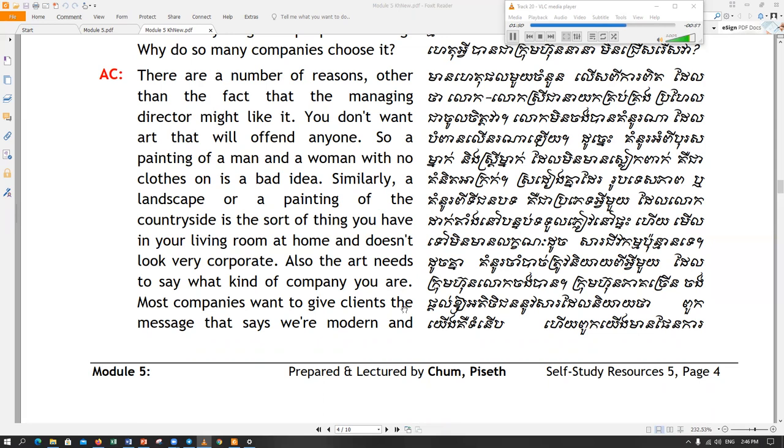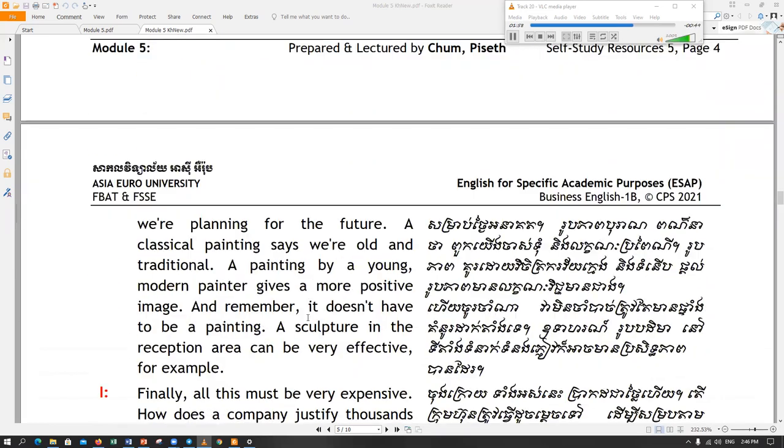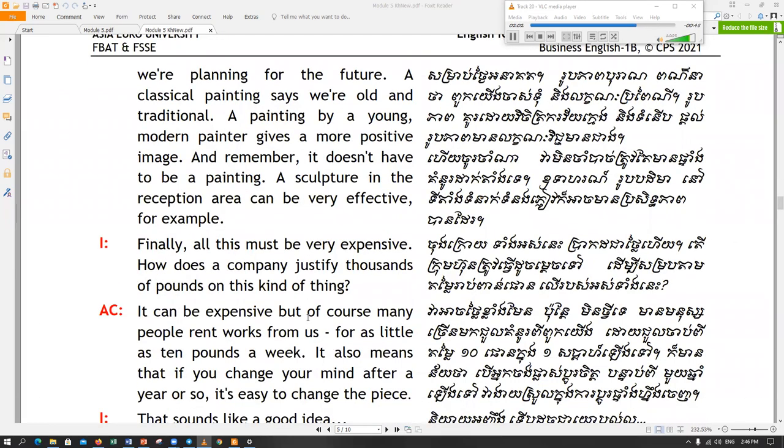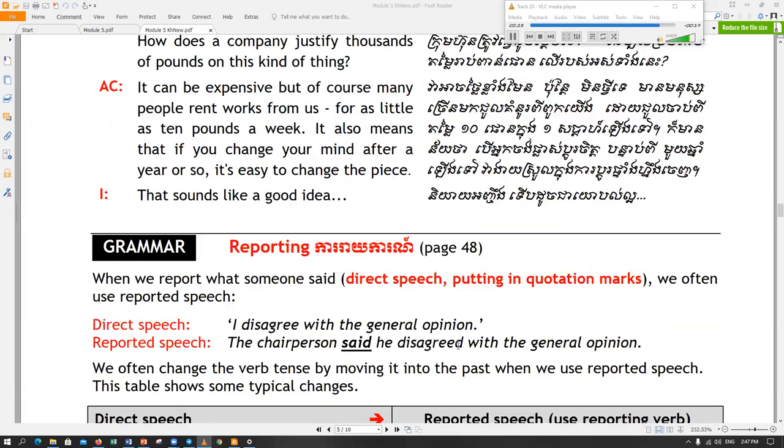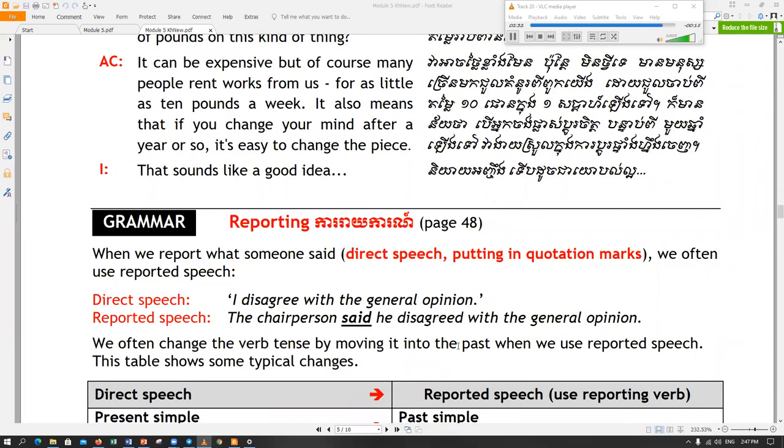Also, the art needs to say what kind of company you are. Most companies want to give clients the message that says, we're modern and we're planning for the future. A classical painting says, we're old and traditional. A painting by a young, modern painter gives a more positive image. And remember, it doesn't have to be a painting. Sculpture in the reception area can be very effective, for example. Finally, all this must be very expensive. How does a company justify thousands of pounds on this kind of thing? It can be expensive, but of course, many people rent works from us for as little as £10 a week. It also means that if you change your mind after a year or so, it's easy to change the piece. That sounds like a good idea, I think.